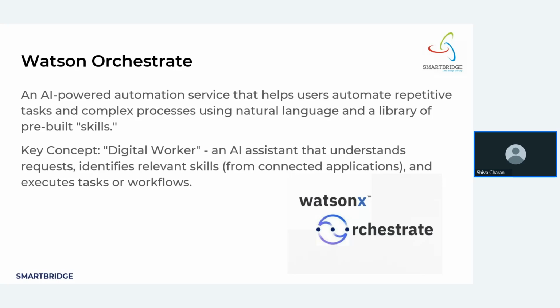The main key concept of Watson Orchestrate is a digital worker, or an AI assistant, that understands requests, identifies relevant skills from the connected applications, and executes the tasks of the workflows. A digital worker, in the current trend, is what we call AI agents.